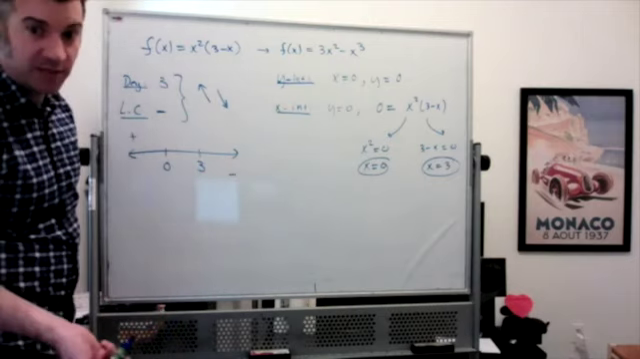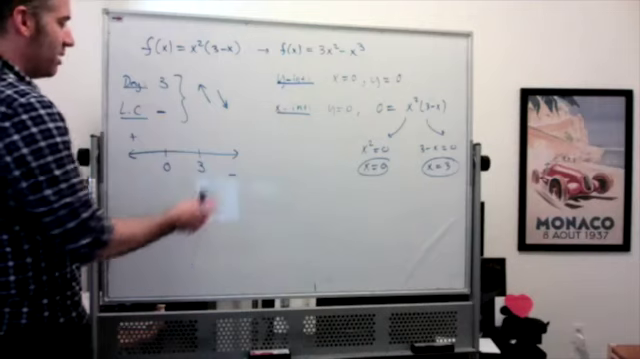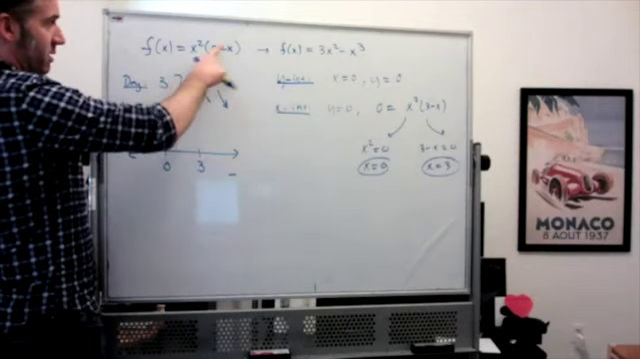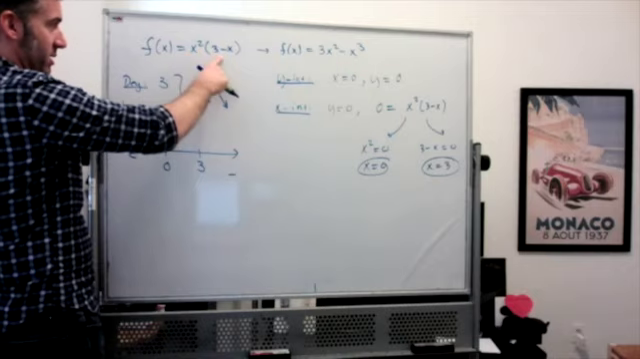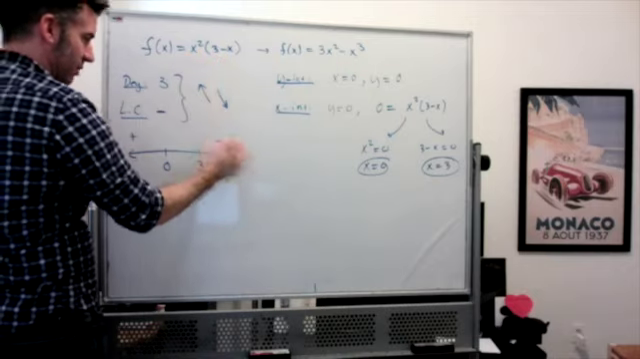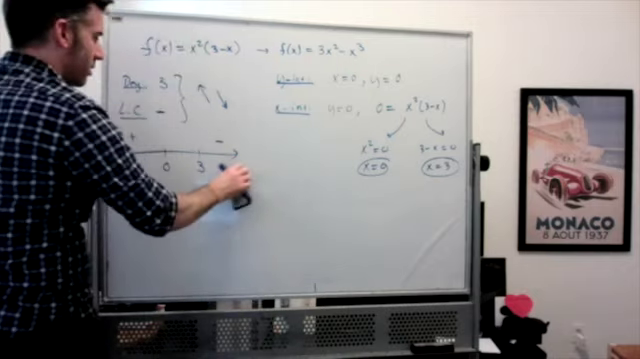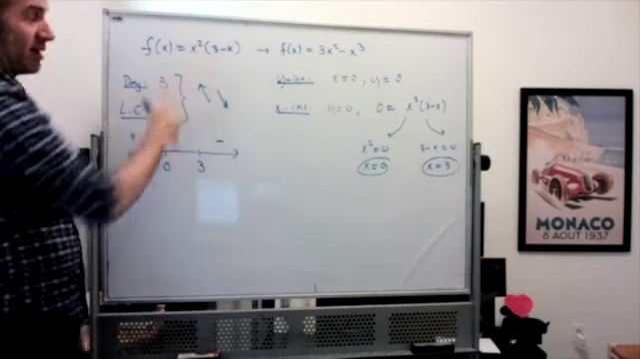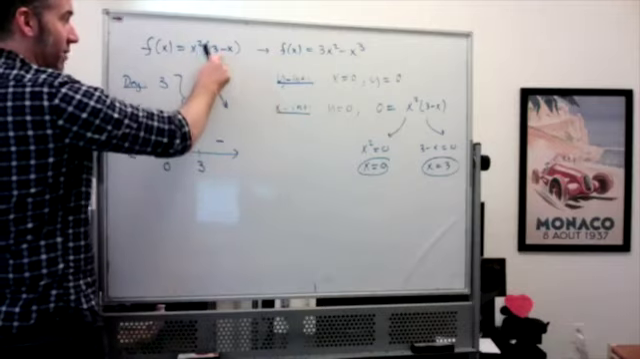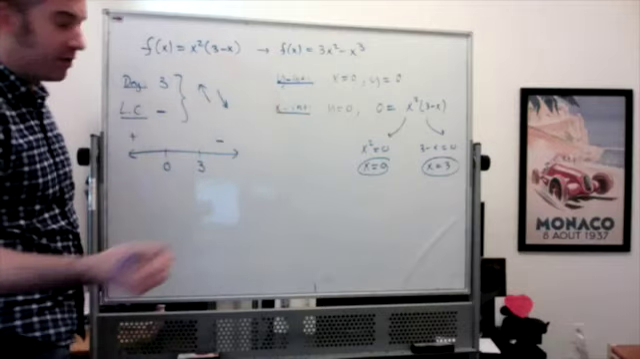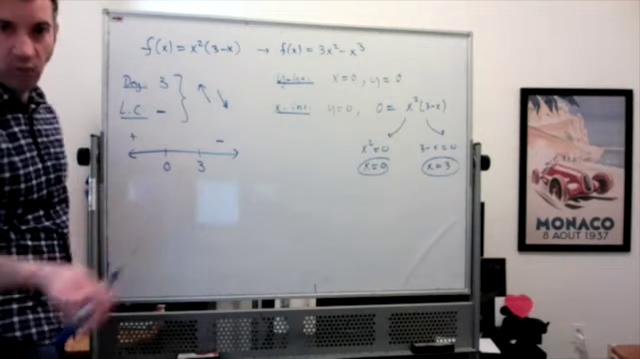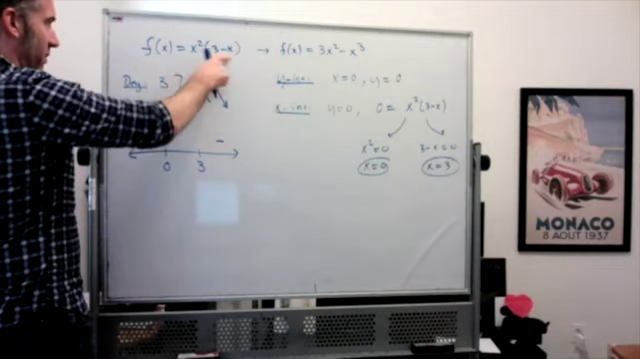You can also test points. You could say, I'm going to pick something bigger than 3, like 4. 4 squared is positive, 3 minus 4 is negative, so positive times negative is negative. You just write it there. And then you can pick something less than 0, like negative 1. Negative 1 squared is positive. 3 minus negative 1 is also positive. So it's a positive times positive. And then we can test something between 0 and 3, like 1. 1 squared is positive, 3 minus 1 is positive.